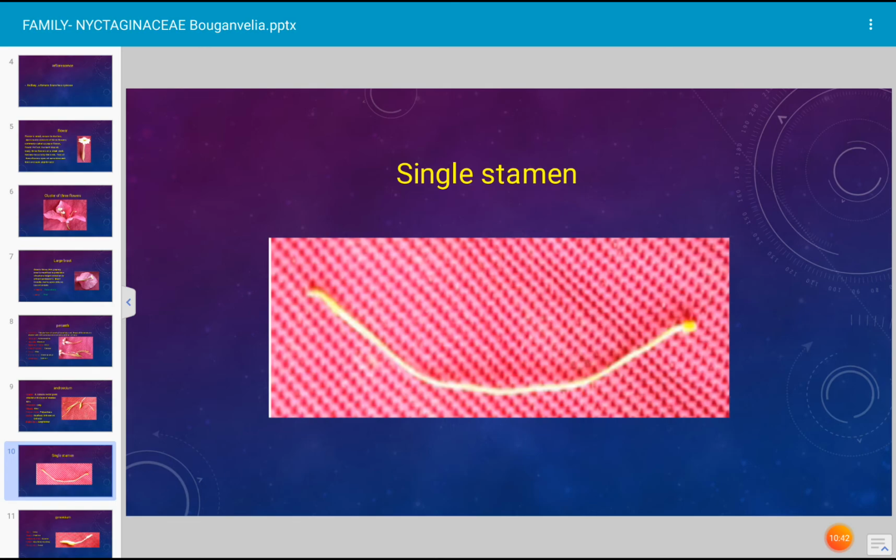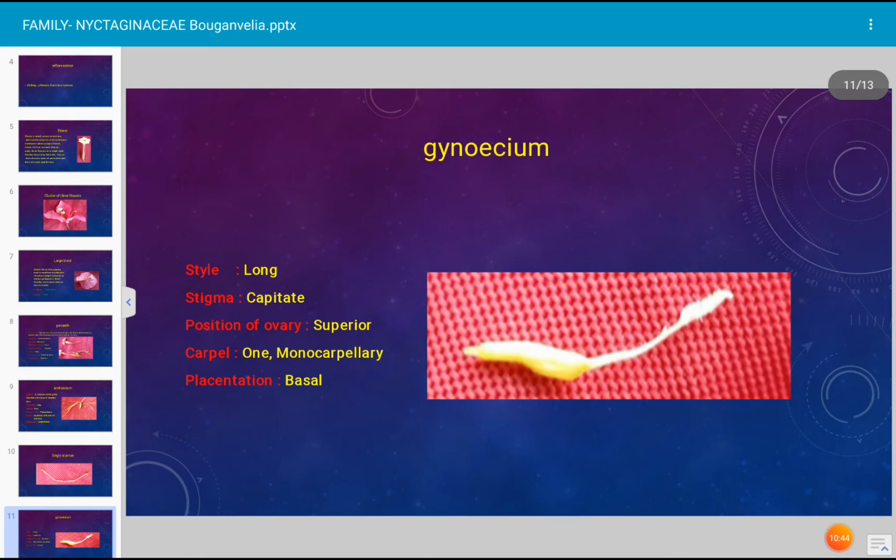Next, this is the gynoecium of bougainvillea, family Nyctaginaceae. The gynoecium is the female part of the flower, which consists of ovary, style and stigma. The ovary is superior because the floral parts originate from the base of the ovary. The style is long, the stigma is capitate, and the carpel is one, a monocarpellary ovary. Placentation is basal.